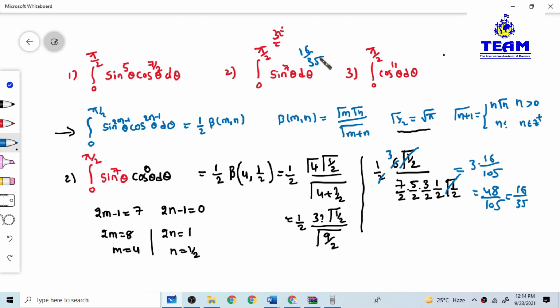Friends, you try to solve the third problem. Same procedure, but here you have a cos term only, you don't have a sin term. So you take sin to the power of 0. Then in that case you will have 2m minus 1 value as 0 and 2n minus 1 value as 11. So try to solve this problem and you have to get the answer.